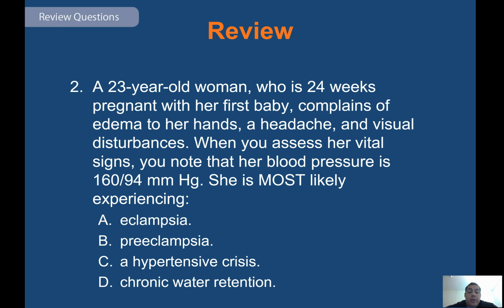A 23-year-old woman who's 24 weeks pregnant with her first baby complains of edema to her hands, a headache, and visual disturbances. When you assess her vital signs, you note that her blood pressure is 160/94. She is most likely experiencing what? What are the 3 signs and symptoms of this condition?